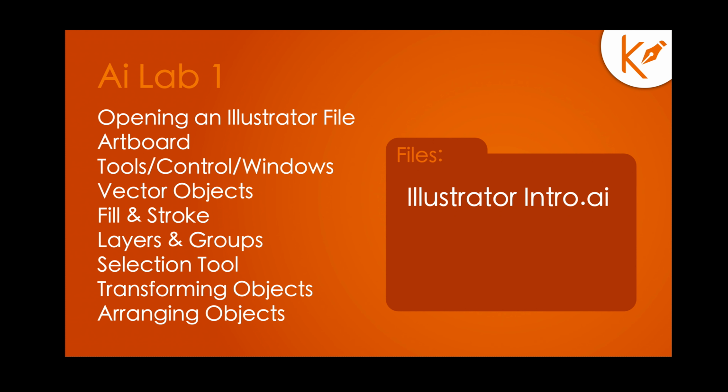Today we are going to discuss how to open an Illustrator file, your artboard, how to get tools, control, and windows, what vector objects are, what fill and stroke do, layers and groups, your selection tool, transforming objects, and arranging objects. You're going to need one file today. It is illustratorintro.ai. That means that it is an Adobe Illustrator file.